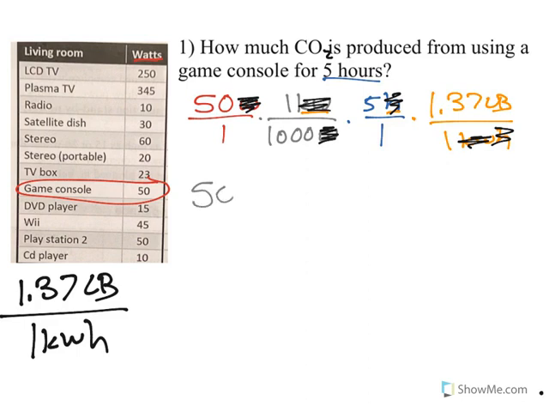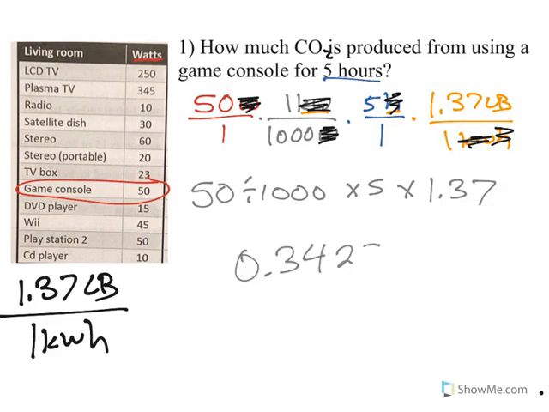We take 50 divided by 1,000 times 5 times 1.37, and we end up with 0.3425 pounds of CO2.